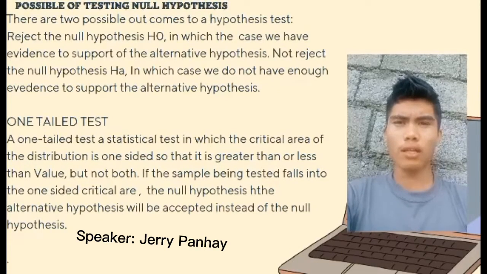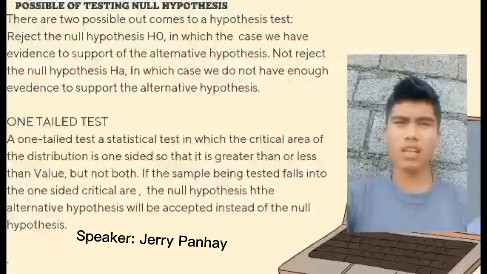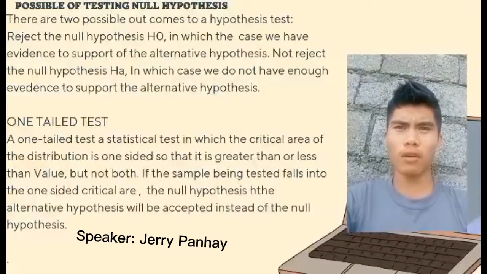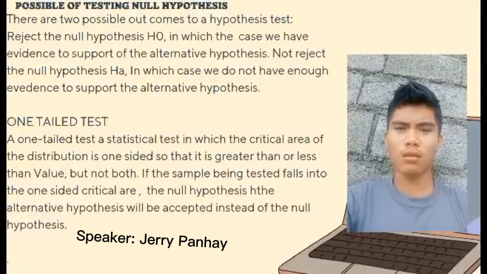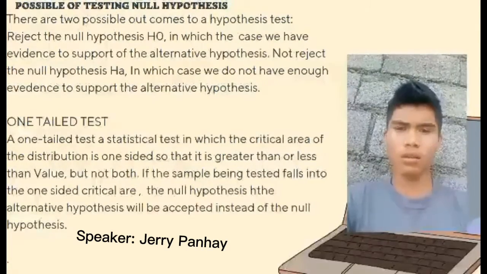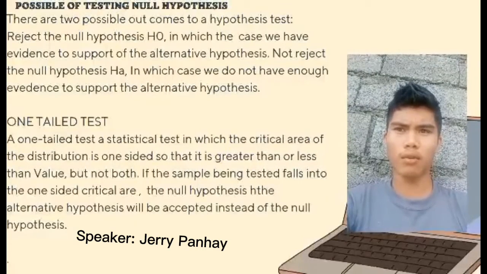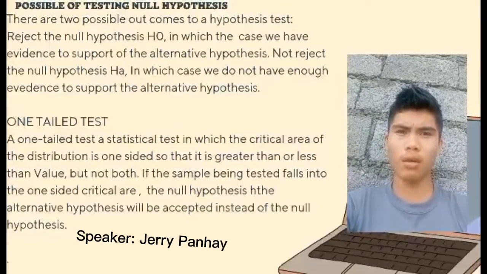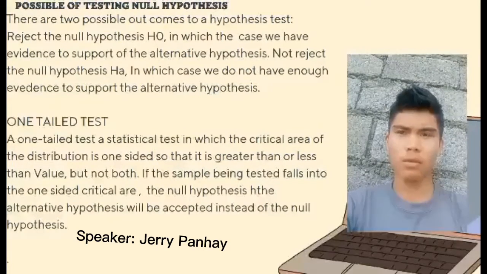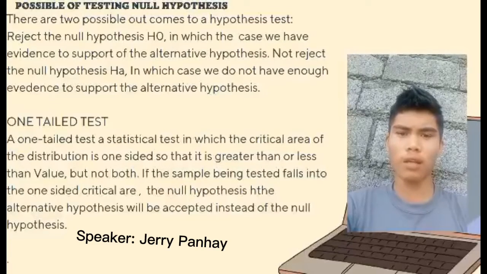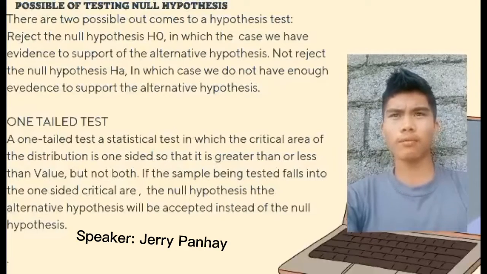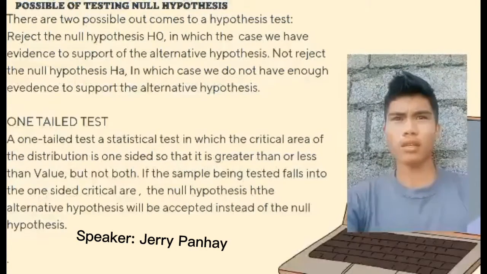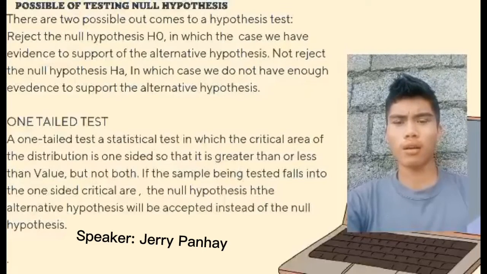One-tailed test. A one-tailed test is a statistical test in which the critical area of a distribution is one-sided, so that it is greater than or less than a certain value, but not both. If the sample being tested falls into the one-sided critical area, the alternative hypothesis will be accepted instead of the null hypothesis. We can use the one-tailed test if we use a greater than or less than symbol in our alternative hypothesis.